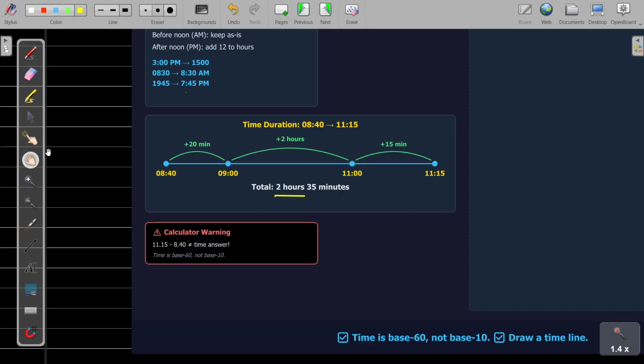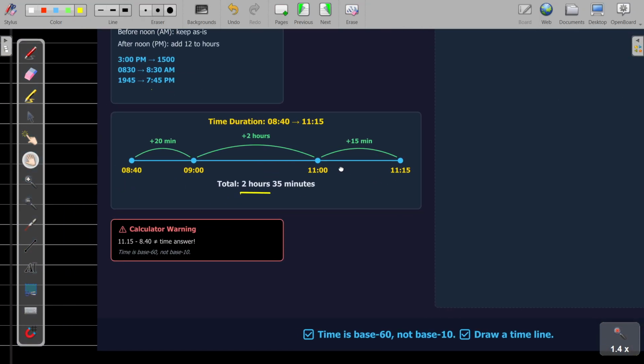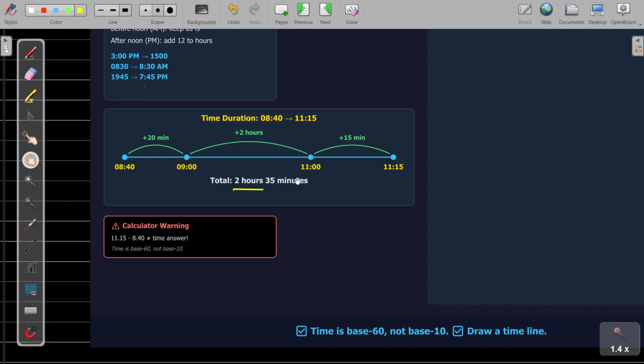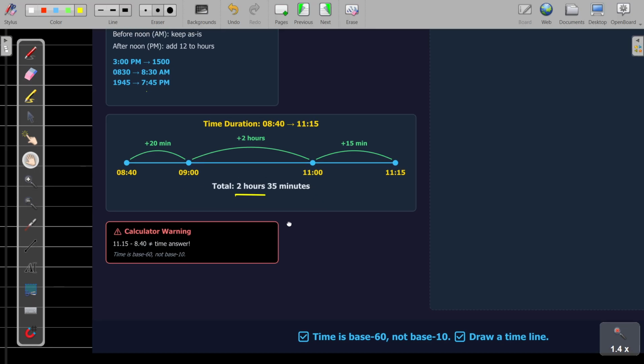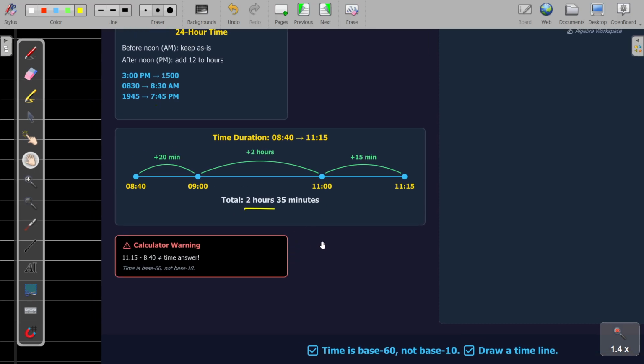Maybe I'll do another example later. But again, today's habit: just remember that time is base 60, not base 10. So never use the standard decimal subtraction on a calculator. Instead, what you want to do is draw a timeline, because when you're in doubt, draw it out, and jump to the nearest hour. This is going to be foolproof and it's going to save you points.